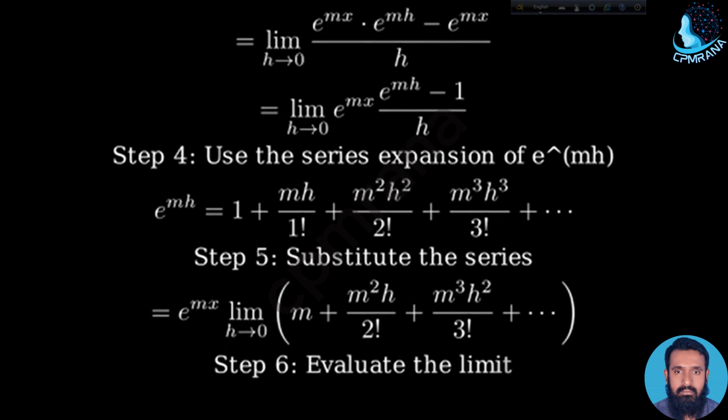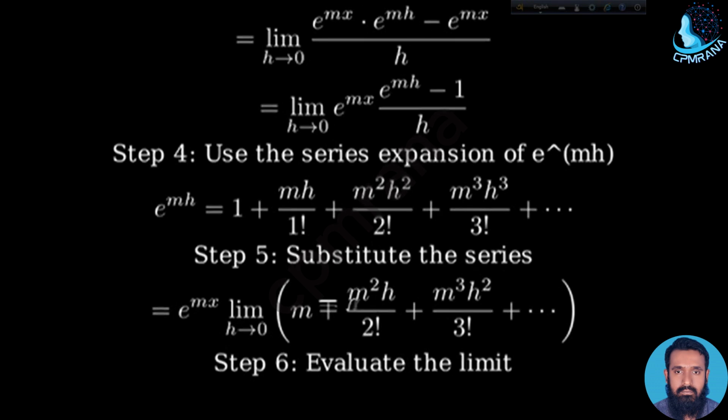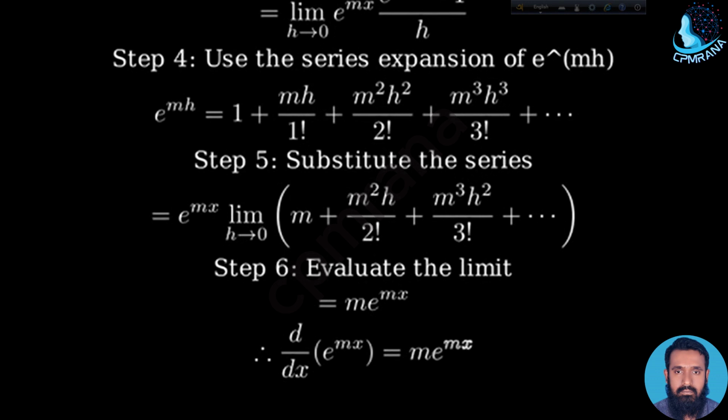Step 6. Finally, as h approaches 0, all terms with h go to 0. This leaves us with just m times e to the power of mx. Therefore, the derivative of e to the power of mx equals m times e to the power of mx.